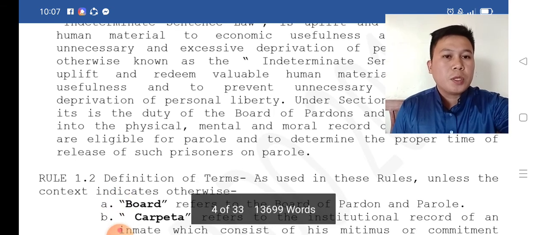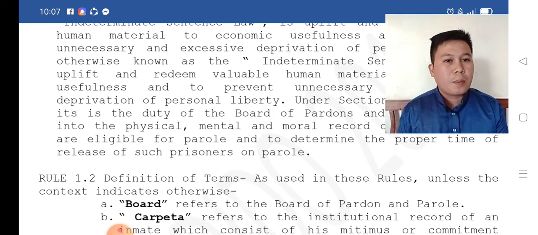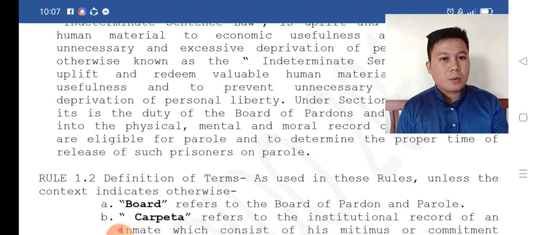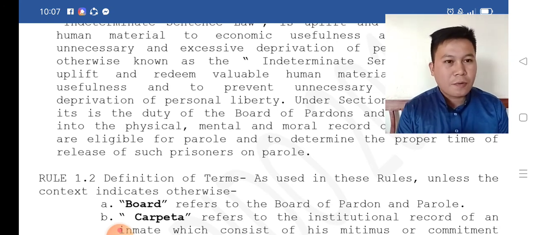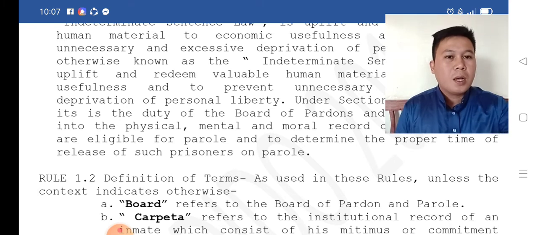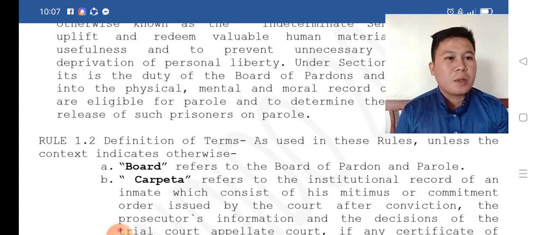Rule 1.2, which is definition of terms. So dito na tayo lalabas. As used in these rules, unless the context indicates otherwise. So meron tayong board. So alam naman natin ito, ang tatandaan nyo lang is definition. Board refers to the Board of Pardons and Parole. Remember, carpeta.